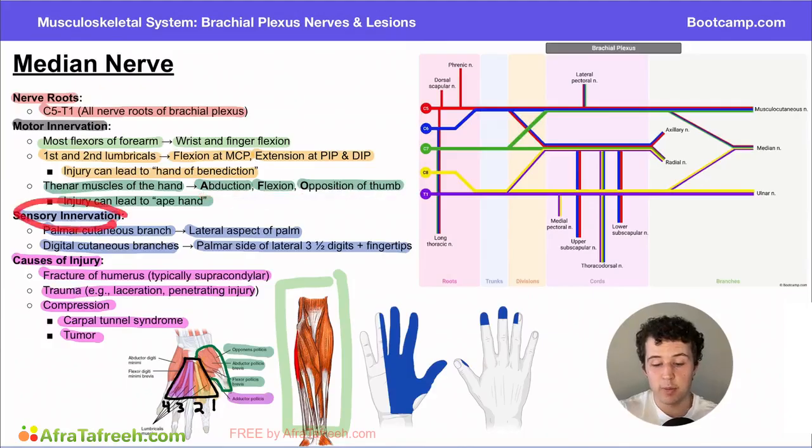The sensory innervation of the median nerve includes the palmar cutaneous branch, which will cover the lateral aspect of the palm, and the digital cutaneous branch, which will cover the fingers and fingertips. Common causes of injury may include a supracondylar fracture of the humerus, or a laceration from a traumatic injury, or compression, which can come from a tumor, or very commonly in carpal tunnel syndrome, which can come with tingling and numbness in the fingers, but because that palmar cutaneous branch branches off the median nerve before going in the carpal tunnel, the palm may be spared in carpal tunnel syndrome.